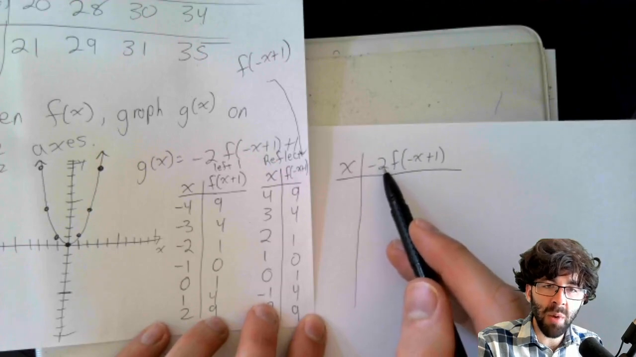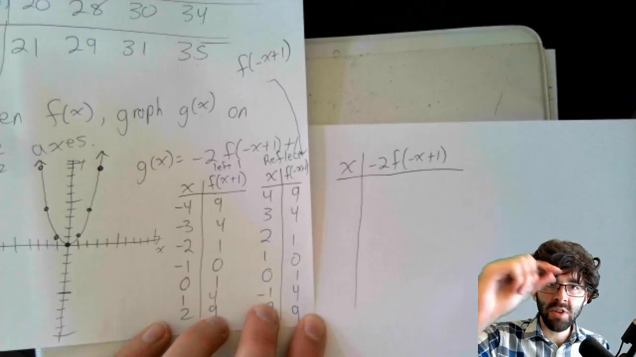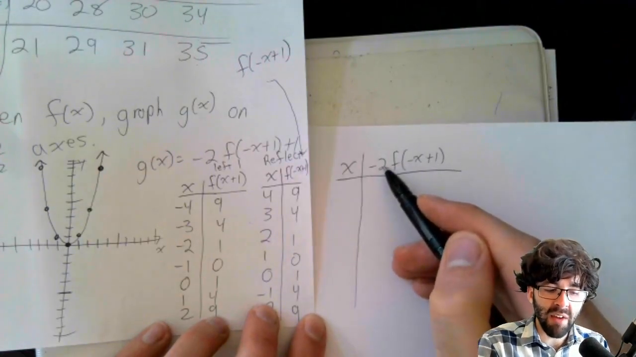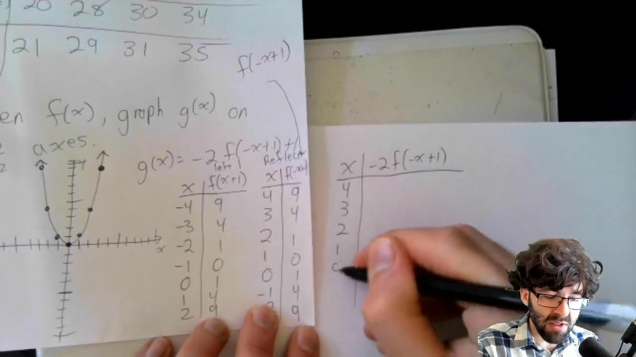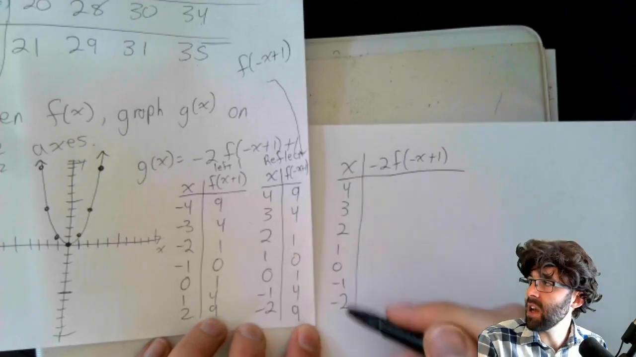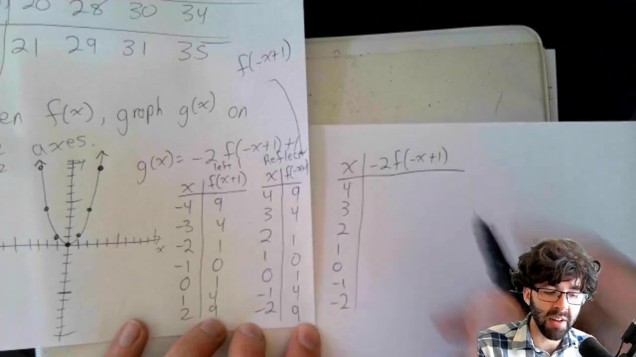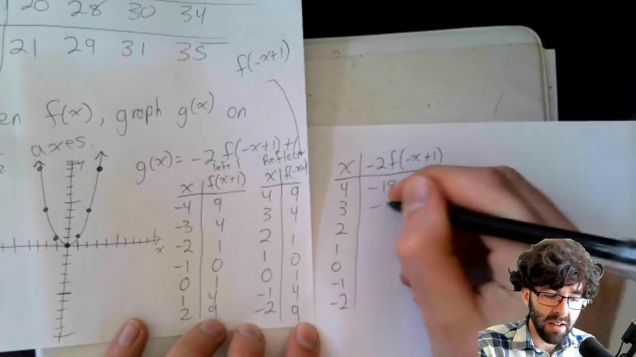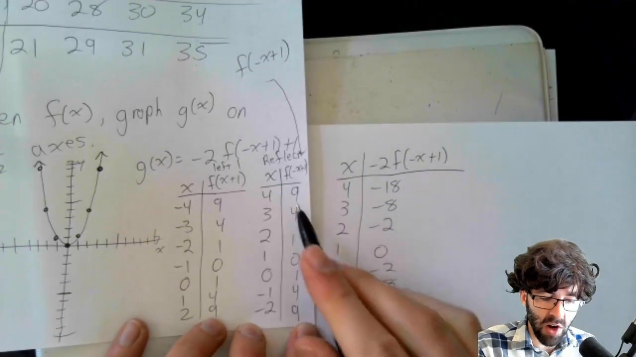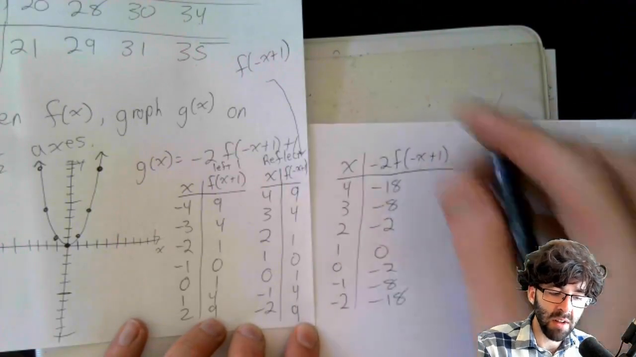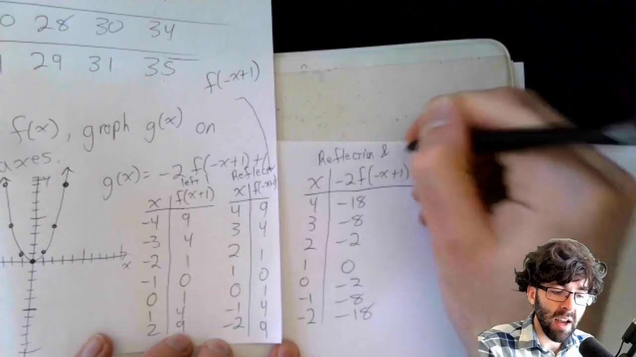This just changes all of our y values. This is a reflection upside down, turns all the y values negative, and it stretches all the y values by 2. So here the x coordinates don't change because it's only vertical stuff that we're doing in this step. We can copy down those same x coordinates. The y coordinates get all multiplied by negative 2. So we get negative 18, negative 8, negative 2, 0, negative 2, negative 8, negative 18. We just took all of these y values and multiplied them by negative 2. This is a reflection and a vertical stretching.